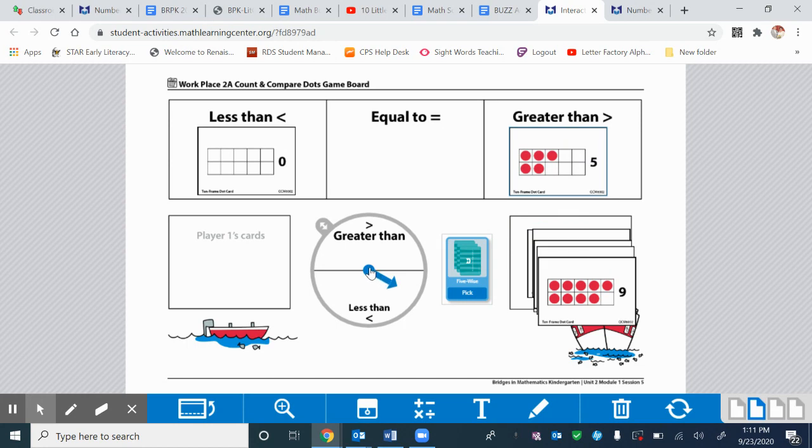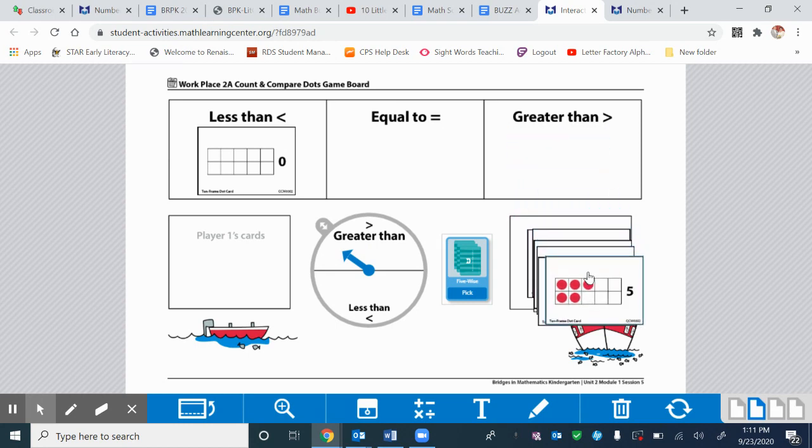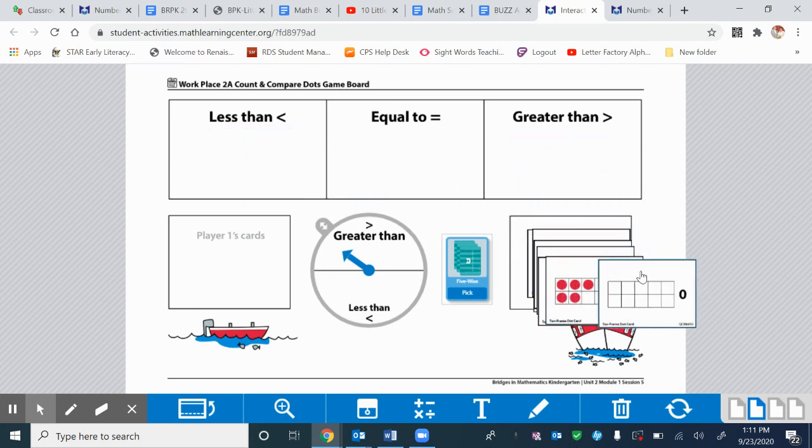Let's see who's going to win. Greater than. So, player 2 again gets to keep those cards. It must be player 2's lucky day. They got all the cards in this game so far.